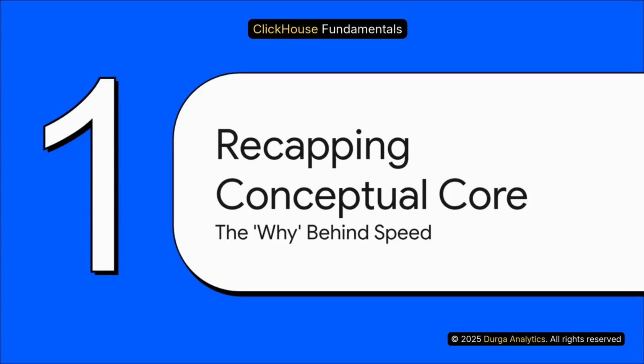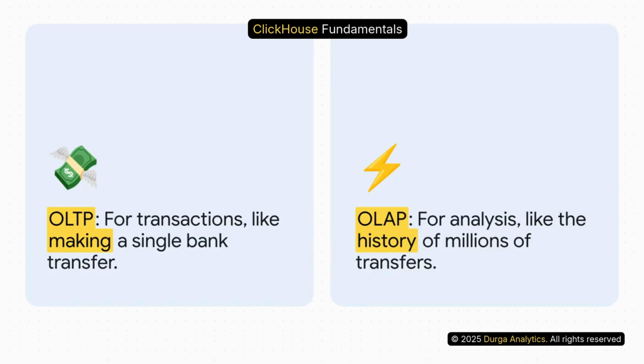First up, let's revisit those fundamental concepts. This is the big why behind ClickHouse's incredible performance. And let me tell you, really getting these ideas is absolutely critical before we try to build anything more complex on top of them. Right, the most crucial distinction we learned is between OLTP and OLAP.